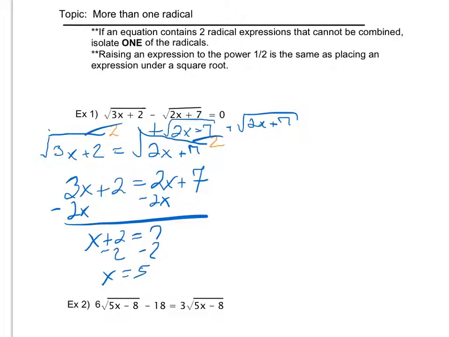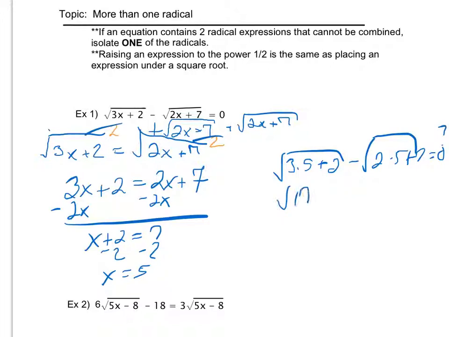I want to make sure my solution works, so I check it, and I get the square root of 3 times 5 plus 2 minus the square root of 2 times 5 plus 7. I want to know, does that equal 0? I always plug back into my original equation, always, always, always. That gives me the square root of 17 minus the square root of 17. That will equal 0, so it checks out, so x equals 5 is my only solution.